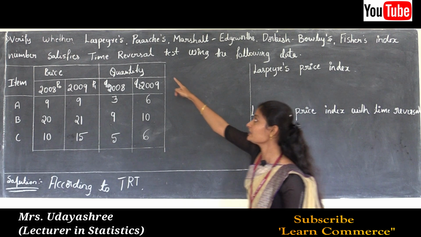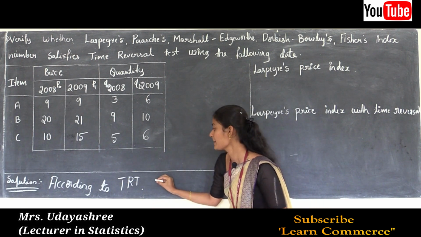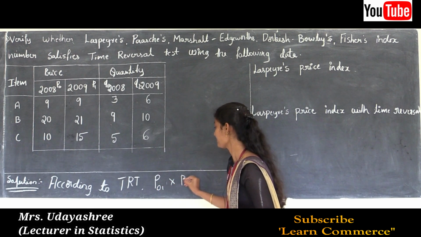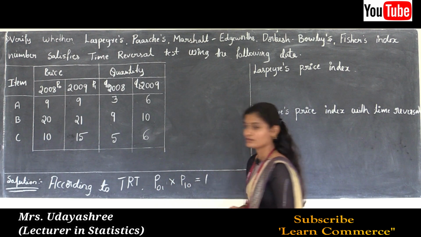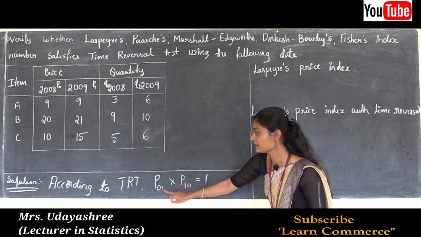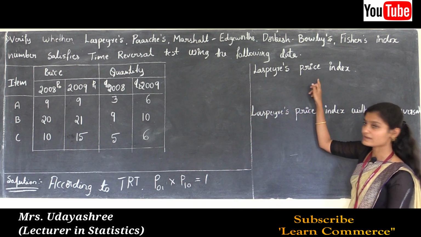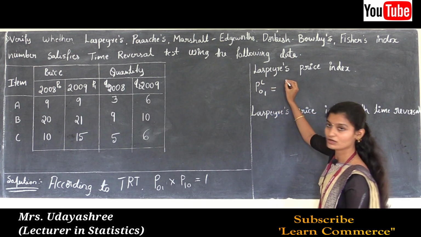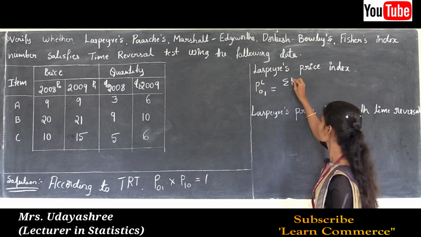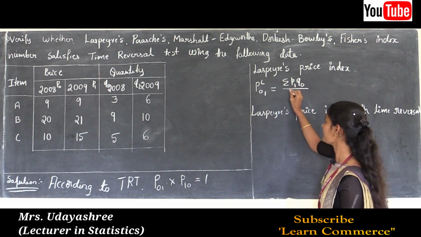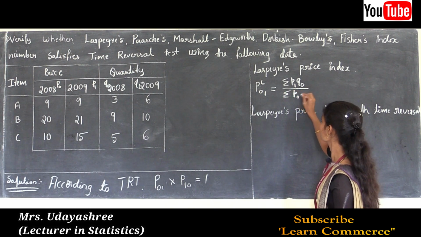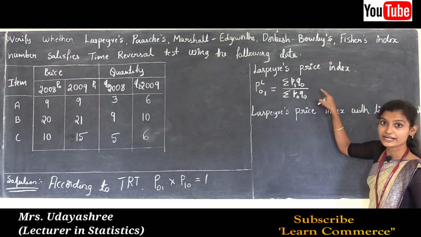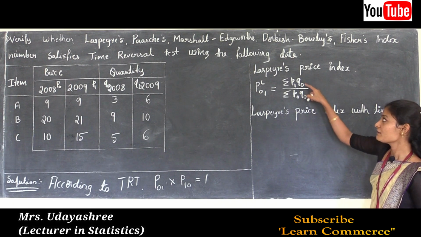Now here time reversal test condition is P01 into P10 is equal to 1. Now what is P01? That is direct method of Laspeyres price index number, that is P01 is equal to summation P1 Q naught divided by summation P naught Q naught. Here into 100 is not there because test for adequacy of index number should be in the form of ratios.